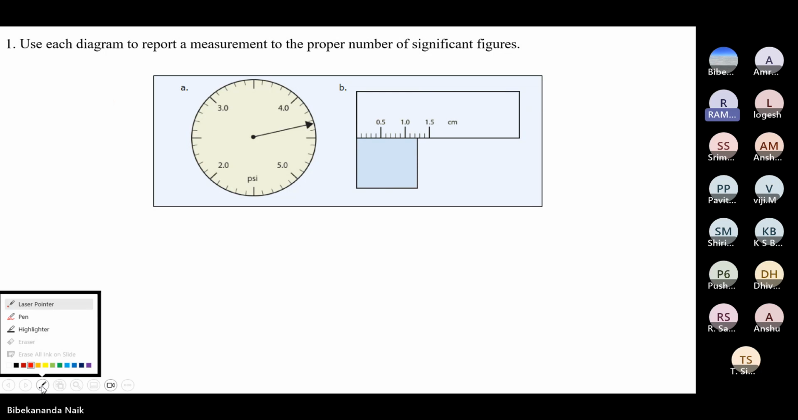Sir, we cannot see the picture completely. Only a part of the figure is visible. You have to move the picture down.